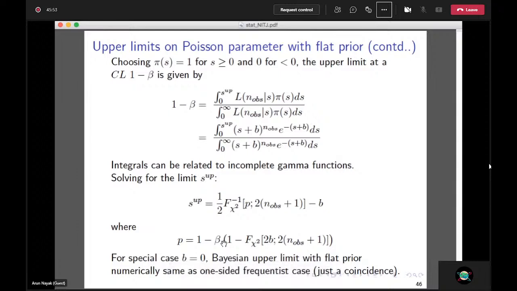Now see that suppose B is 0, which is our special case that we obtained earlier also. If B is 0, then this part becomes 0, so the P becomes basically 1, and you will end up with actually the same numeric value as we obtained in the frequentist case. So for B equal to 0, we get the same result as the frequentist case. This is just a coincidence that we are getting the same values.